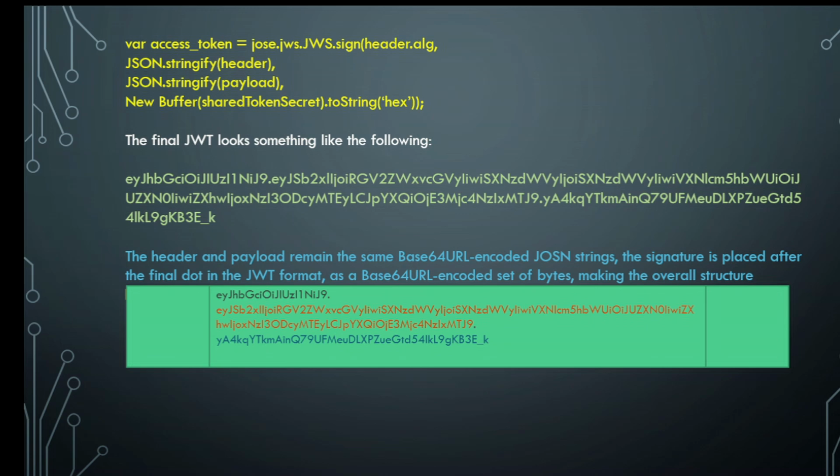That's what I mentioned here. The header and payload remain the same, base64 URL encoded JSON strings. The signature is placed after the final dot in the JWT format as a base64 URL encoded set of bytes, making the overall structure. So above you can see the access token is this, right? But here, if you separate using dots, there are three things. First, from E to 9 there is one thing, then a dot, then from EY to J9 is another, and then another last dot, and YA to underscore K. So the first one is the header, the middle one is the payload, and the last one is the signature. Okay, so this is the format of a JSON web token.